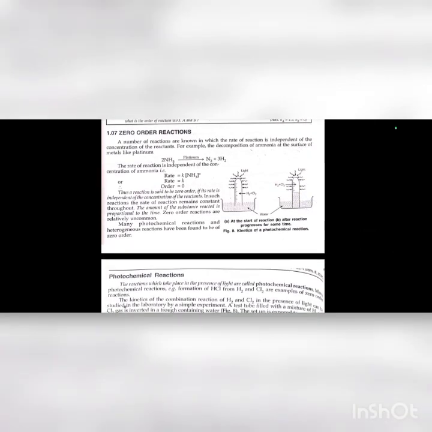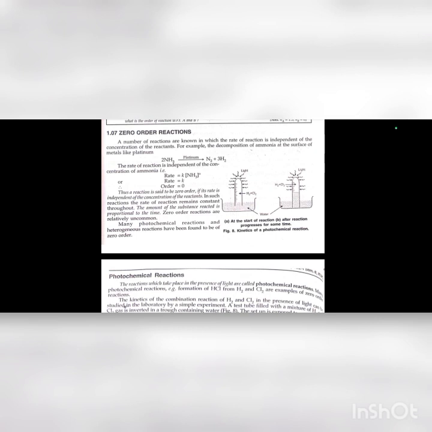Now, first we will do zero order reaction. A number of reactions are known in which the rate of the reaction is independent of the concentration of the reactant. For example, the decomposition of ammonia at the surface of metals like platinum. 2NH3 in the presence of platinum gives N2 plus 3H2. The rate of reaction is independent of the concentration of ammonia, that is R = k[NH3]^0. R = k, then the order of the reaction is 0.